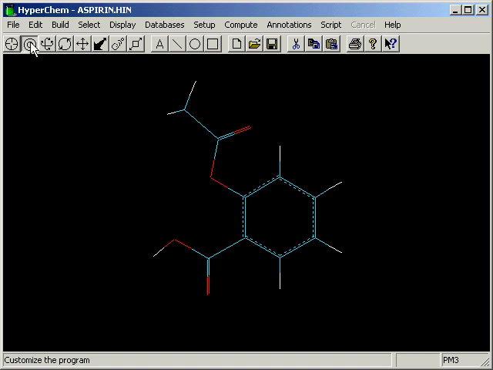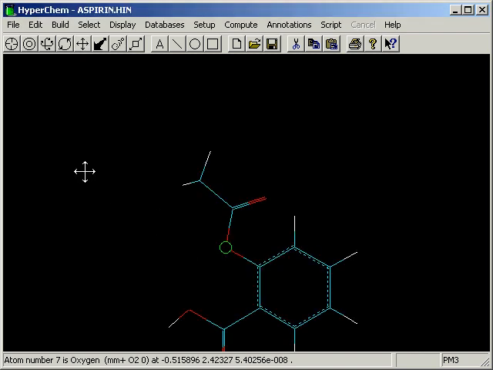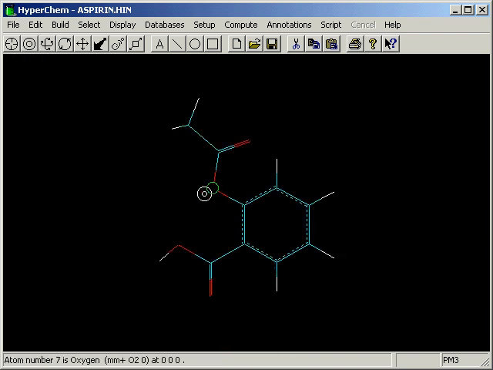This checkbox, if it's checked, means that the whole molecule will be translated no matter what atoms you try to translate. So if we take an atom, this atom here, for example, it's some strange coordinates, and we tell it that we want to translate that to, say, the origin, it will do so. Bring this molecule back here. So that molecule is now at the origin.